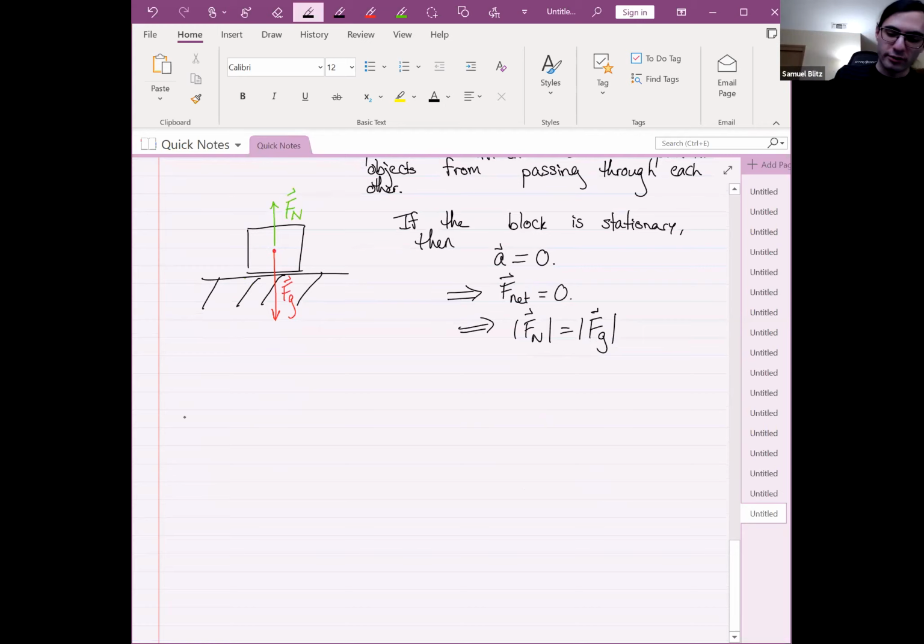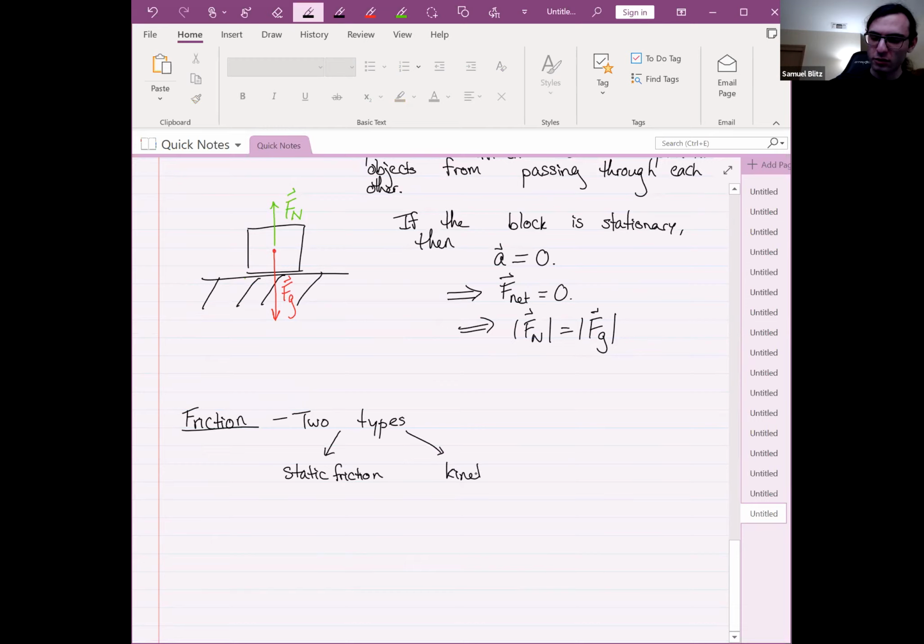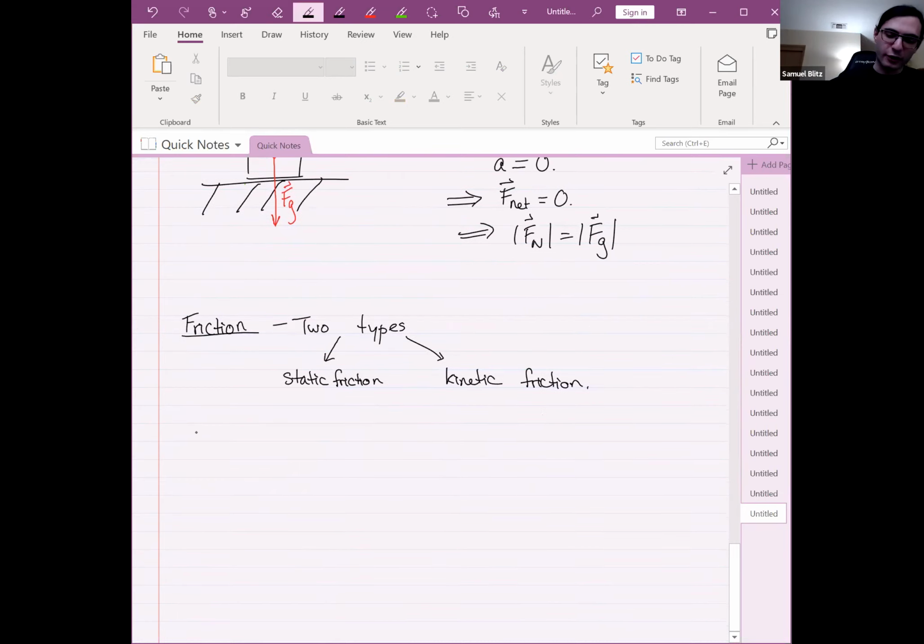Right, friction. So that's normal force, by the way, and it's going to show up a lot. So will friction. So there are two types of friction. We're going to try to talk about both. There's static friction, and there is kinetic friction. Right, so let's talk about kinetic friction first. It's a little bit easier to wrap your head around.